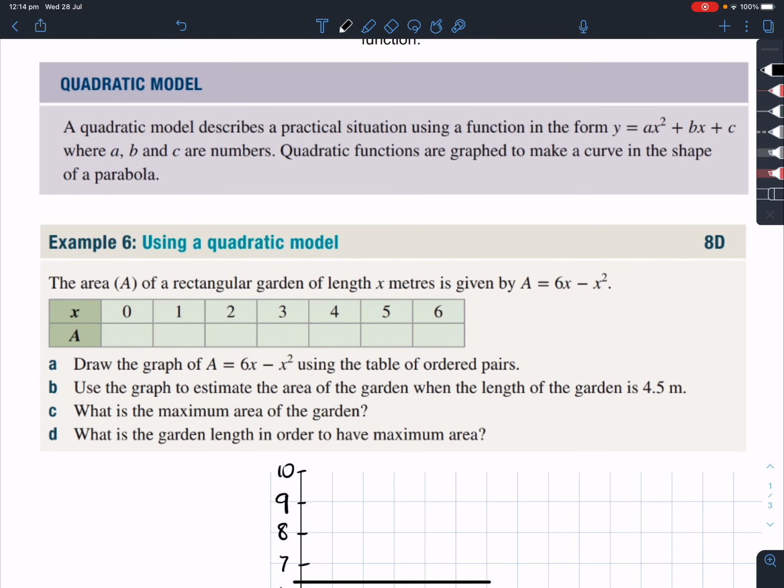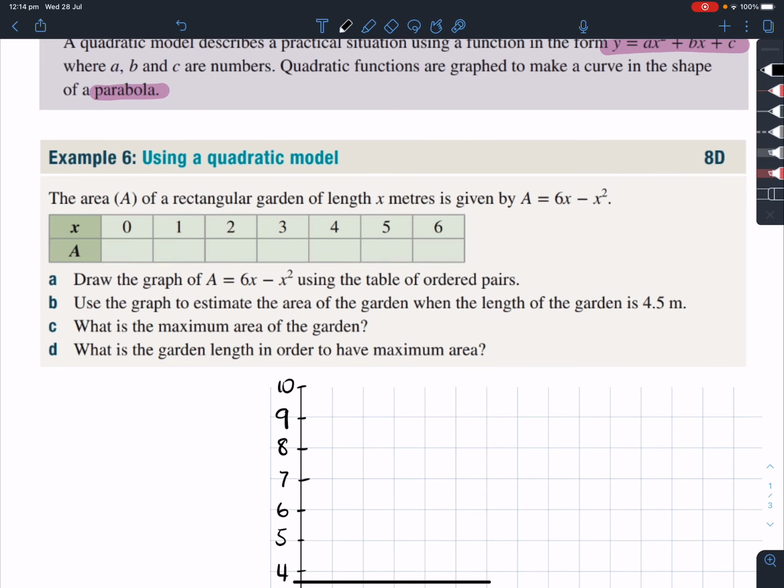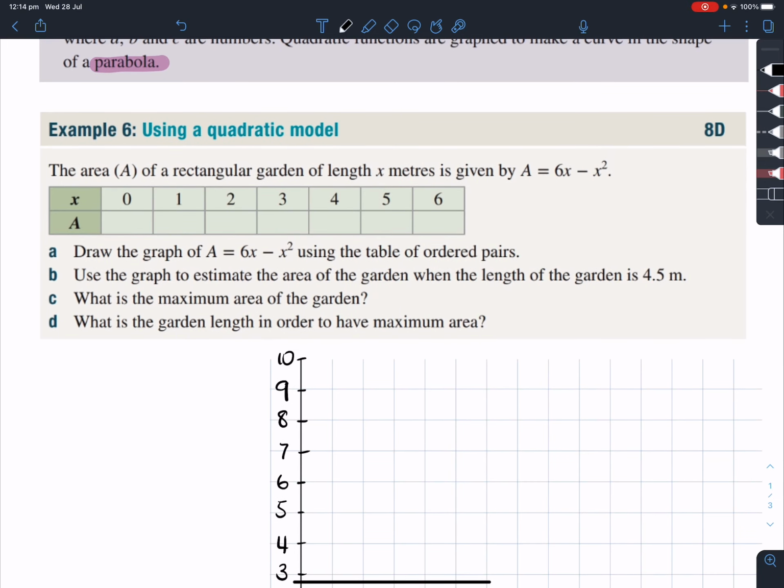So a quadratic model describes a practical situation using a function in the form of y equals ax squared plus bx plus c. That's your standard form of any parabola, where a, b, and c are numbers. Quadratic functions are graphed to make a curve in the shape of a parabola. You are never expected to graph one without a table of values, so you don't really need to worry about transformations.